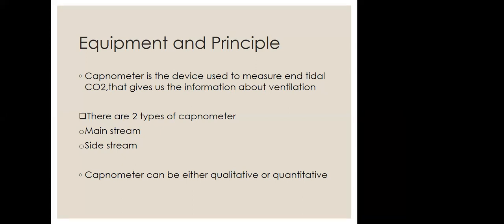Basically, this is a colorimetric end-tidal CO2 detector, and it consists of a piece of specifically treated litmus paper that changes color when it is exposed to CO2. The color is purple if the end-tidal CO2 is 3 or less than 3. It is tan in color if it falls between the range of 3 to 15 millimeters of mercury, and it is yellow if it is more than 15 millimeters of mercury. Basically, it is primarily used for verification of the ETT placement.